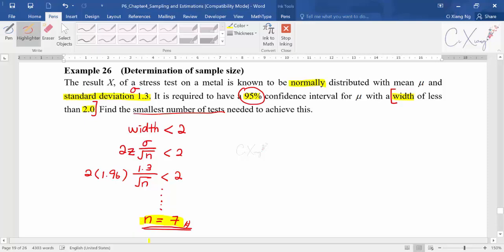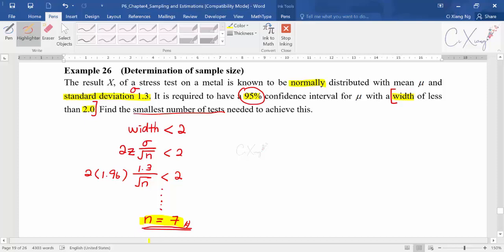Alright, so this is what we have for the confidence interval question. Generally, the calculation part is very simple, very straightforward. Just that you need to know sometimes how to answer the concept questions. So again, to improve all this, you just need to practice more. The more questions you practice, the more you learn.